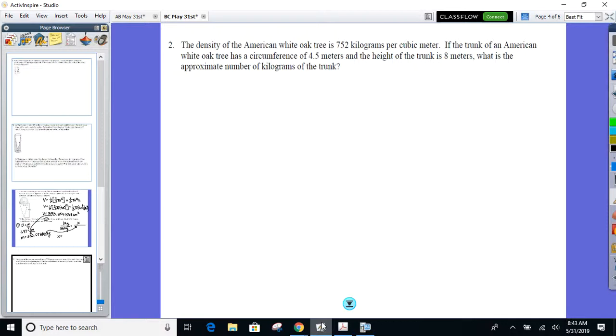We have the density of an American white oak tree: 752 kilograms per cubic meter. The trunk has a circumference of 4.5 meters and a height of 8. What's the approximate number of kilograms in the trunk?